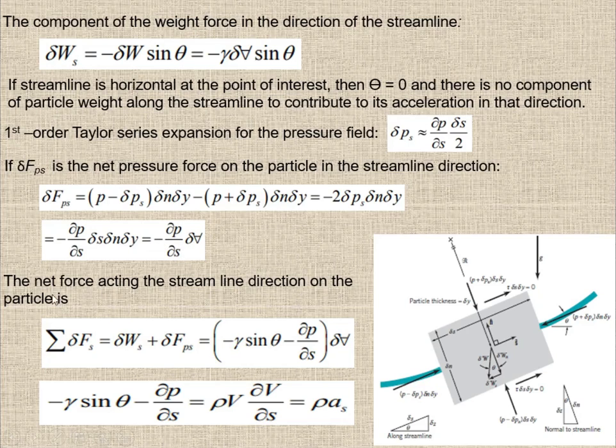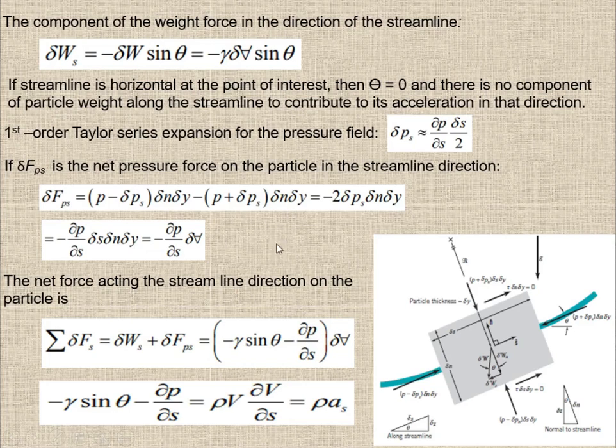Now the net force acting along the streamline is equal to the sum of the weight, the gravity force, plus the pressure force. This is the gravity force that we have derived here, and this is the net pressure force we have calculated here.